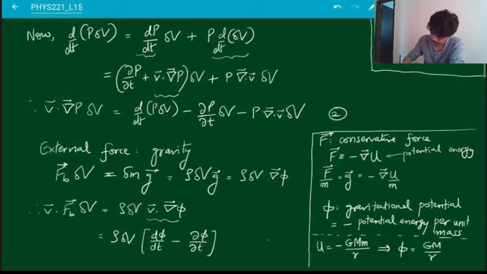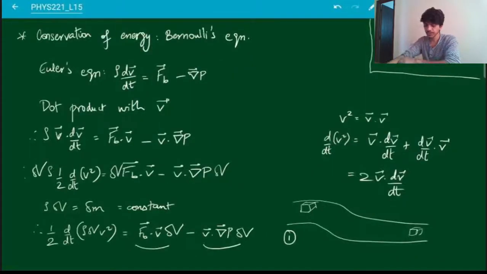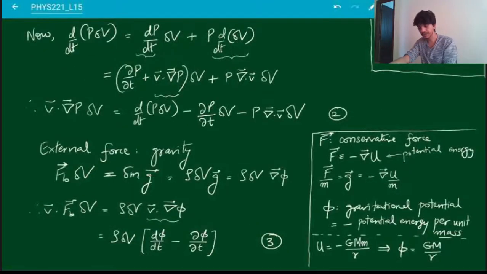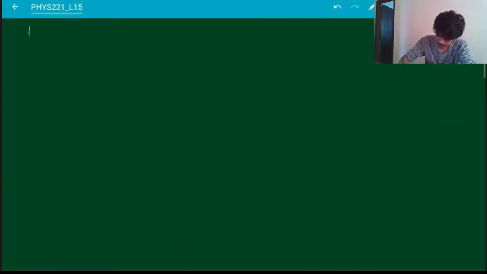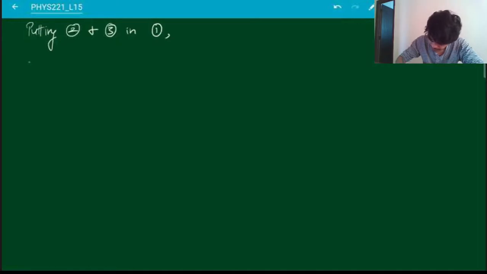So we'll call this equation 3. So if you notice, we had equation 1 on the right hand side of which we had two terms. And those two terms are exactly what we have derived in equation 2 and equation 3. So let's put 2 and 3 back in 1.